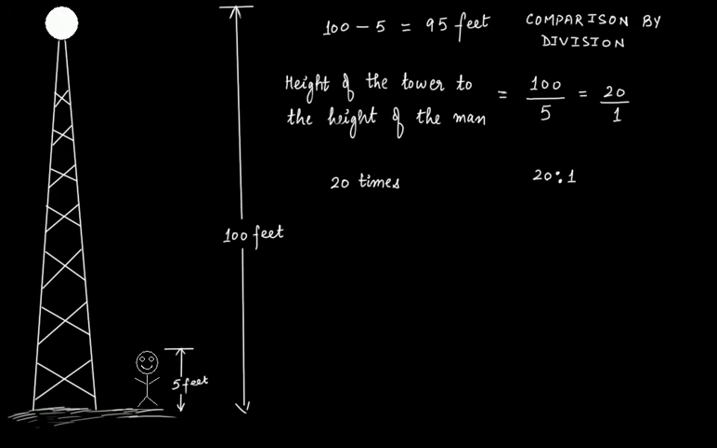Okay. Similarly here, if we write the height of the man to the height of the tower, this will be 5 over 100. And this will give us 1 over 20. That is 1:20. What is this representing? The height of the tower is 20 times that of the man.